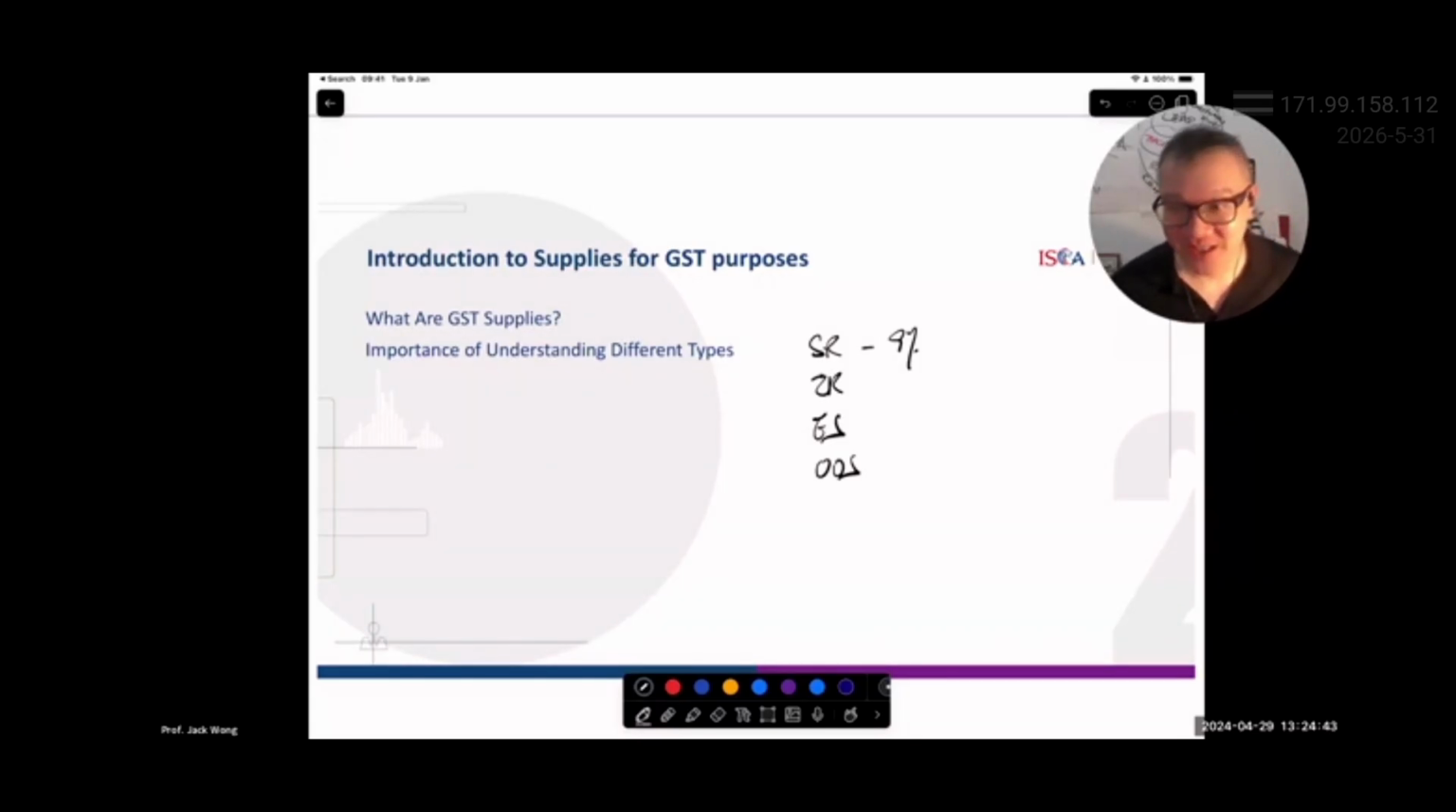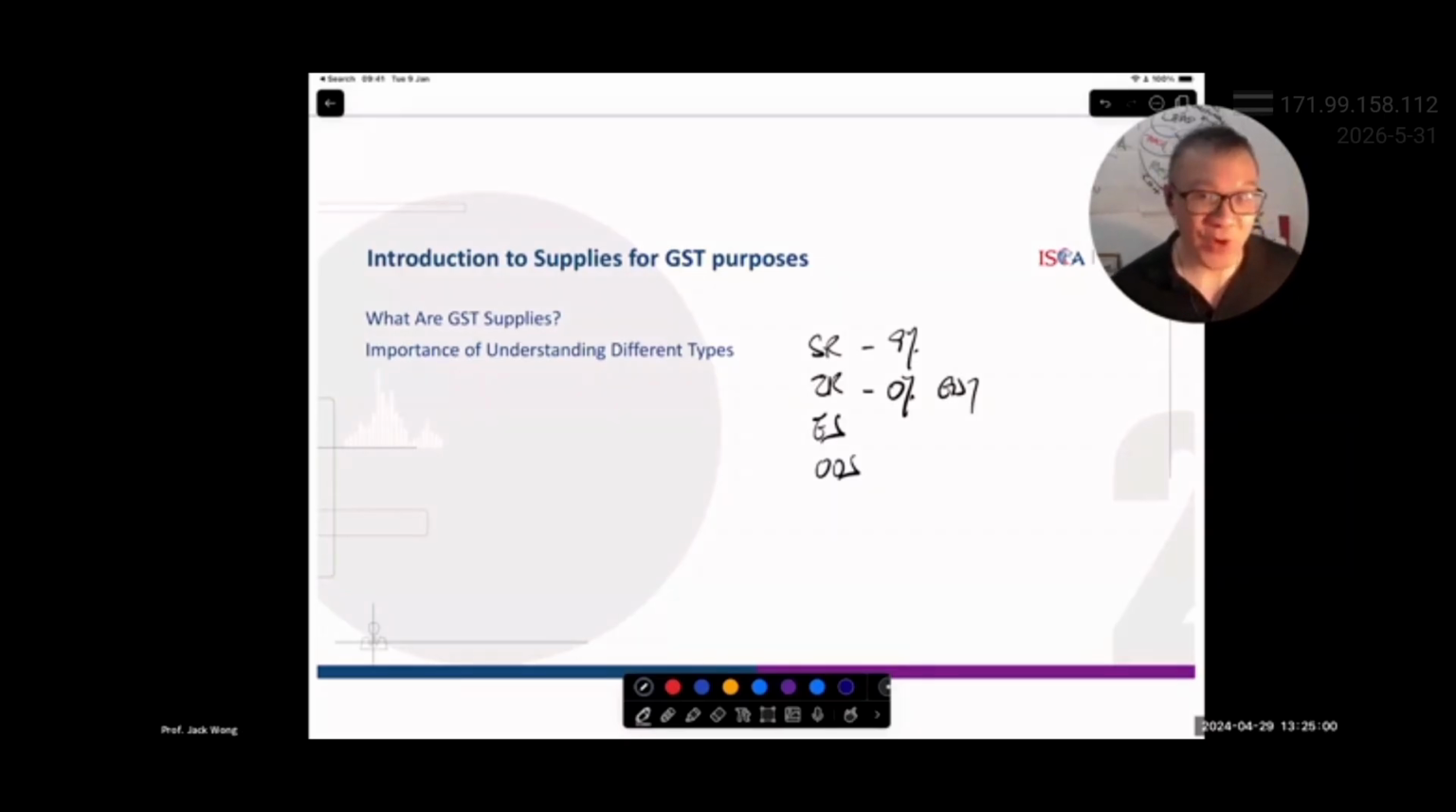So the classification is also important. Okay, so that's really from a compliance perspective. And number 3, zero rated supply is actually GST at zero. So for GST purposes, a zero rated supply is actually a taxable supply.